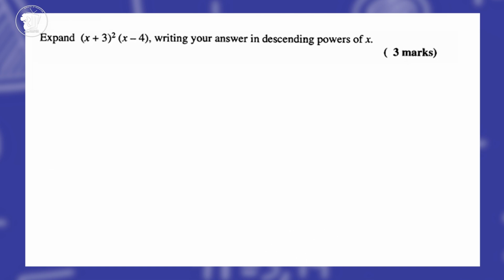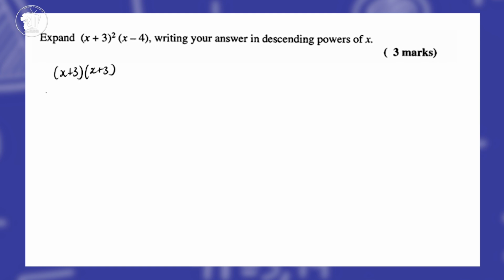So this one says expand, and we have x plus 3 squared multiplied by x minus 4. Write your answer in descending powers of x. And this is going for 3 marks. So what I will do first, I will square this bracket. So I'll have x plus 3 in one bracket and x plus 3 in the other one.